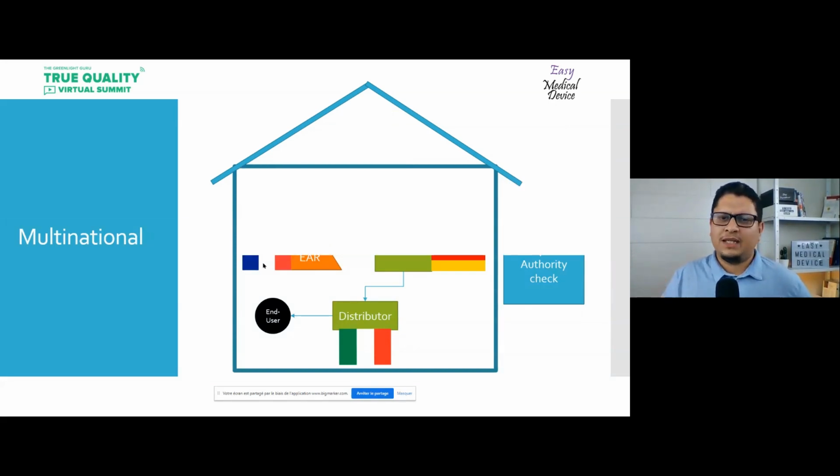But the competent authority can also check what you are doing in Germany with your importer, in France with your authorized representative, in Italy with your distributor. So there are also a lot of pieces of the puzzle that have to be working together. But you have to understand that if your whole supply chain is part of the same quality management system, there is also a notified body check that can happen here.